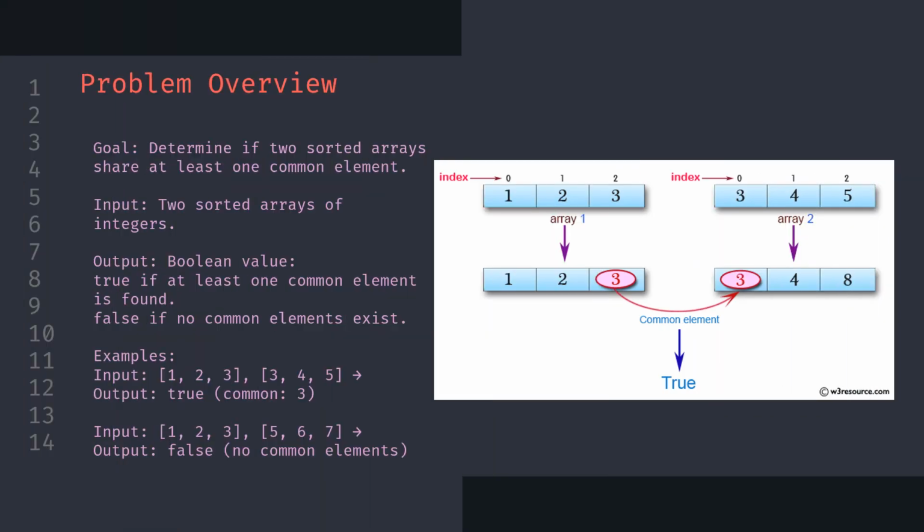Let's understand the problem clearly. We're working with two sorted arrays of integers, and our task is to determine if they share at least one element. For example, in the array of 1, 2, and 3, and the array of 3, 4, and 5, the number 3 is common, so the result is true. Second example, in the array of 1, 2, and 3, and the array of 5, 6, and 7, there are no common elements, so the result is false.